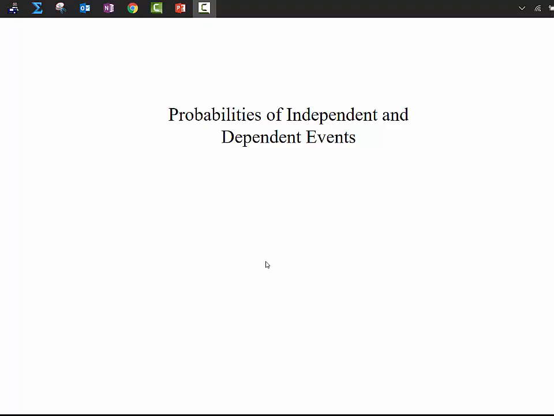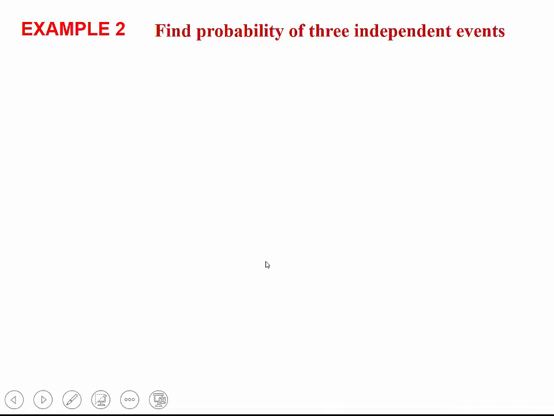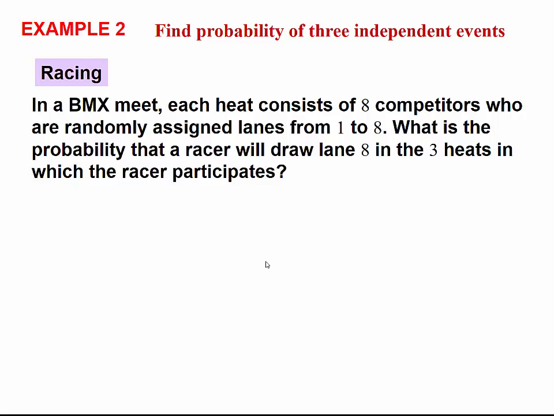Probability of independent and dependent events. So find the probability of 3 independent events. In a BMX meet, each heat consists of 8 competitors who are randomly selected into lanes from 1 to 8. What is the probability that a racer will draw lane 8 in the 3 heats in which the racer participates?